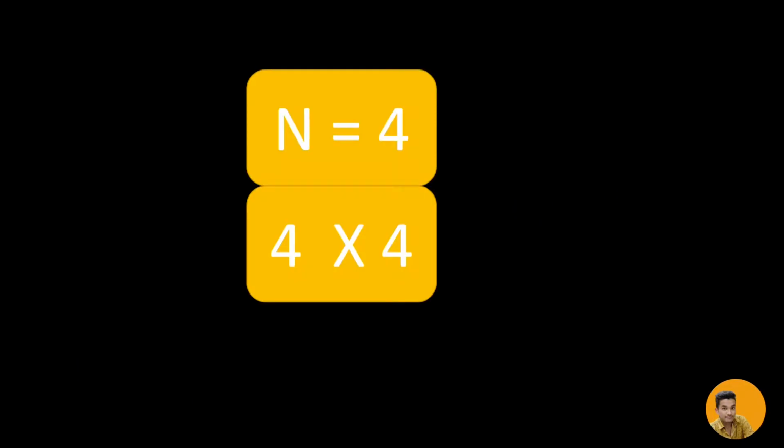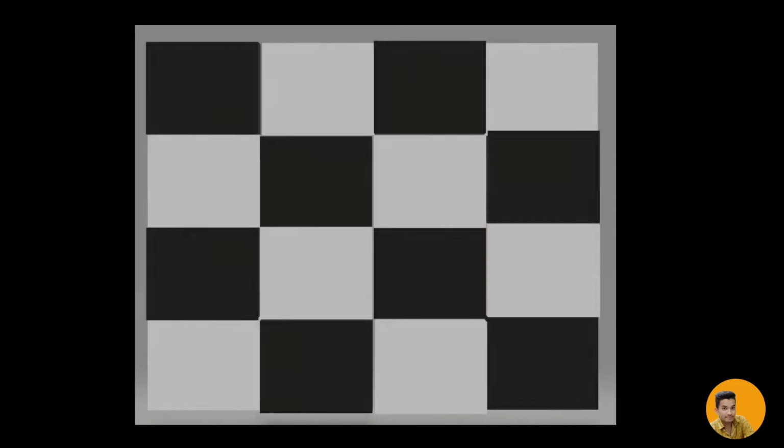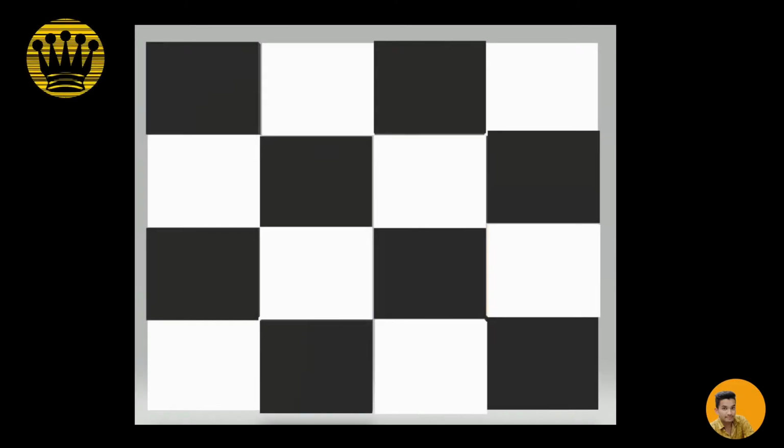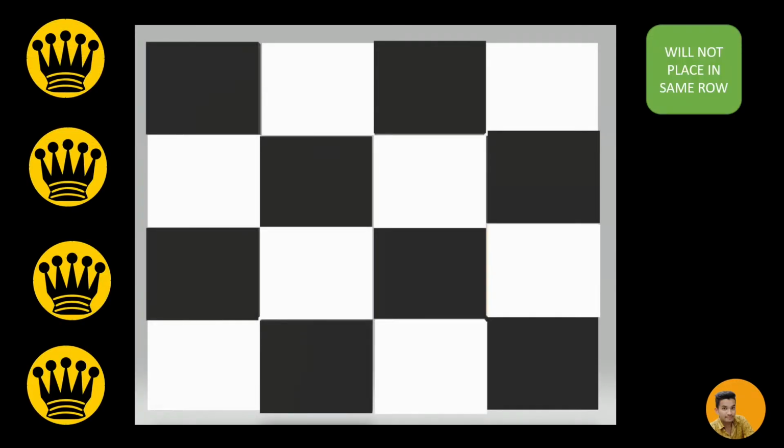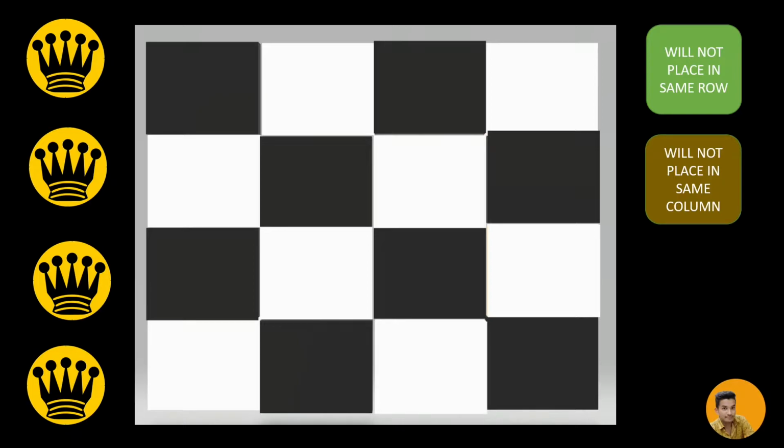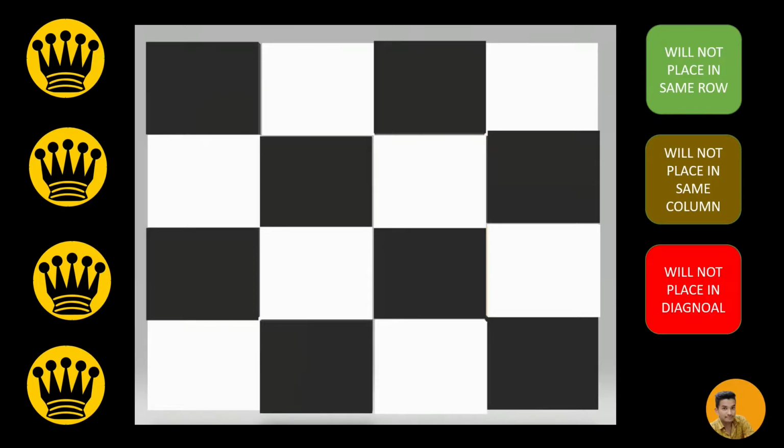Okay, so let's study for n equal to 4. That means we have a 4 cross 4 chessboard, and we're going to analyze this board. Though the problem mentions n equal to 8, we're going to study 4 cross 4, and we'll build the logic from here. So here is the 4 cross 4 chessboard, and here are the first, second, third, and fourth queens. As told, we are not going to place in the same row, the same column, or the diagonal.